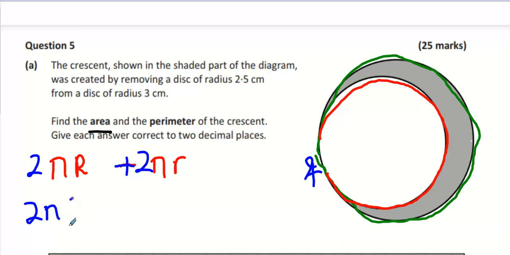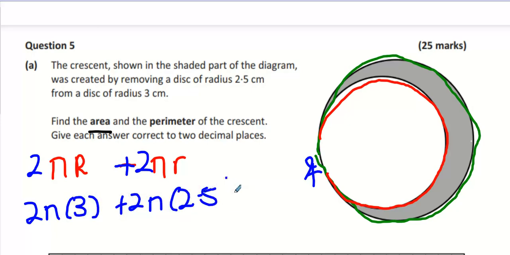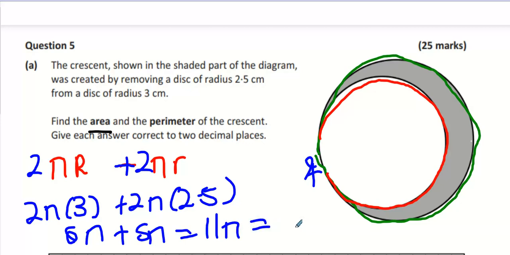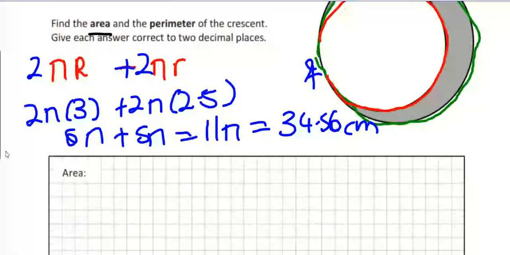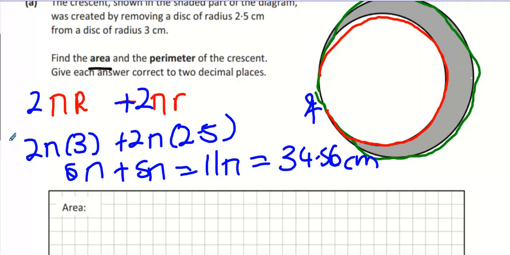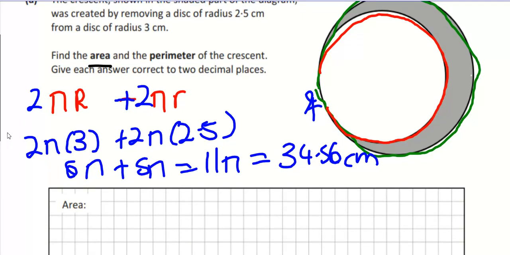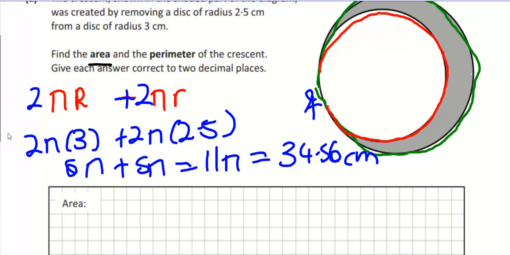2 by pi by 3, and then what's the other one? 2 by pi by 2.5. That's 6 pi plus 5 pi, 11 pi. And what's 11 pi in your calculator? 34.56? Yeah, centimeters. Because it's distance, right? Be all good? Okay, awesome. Let's keep smashing it. Done. Can I move on? Okay. All right.